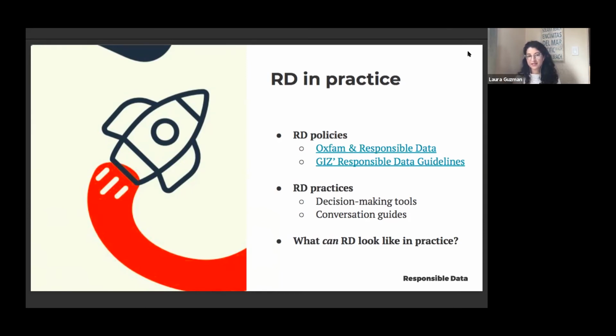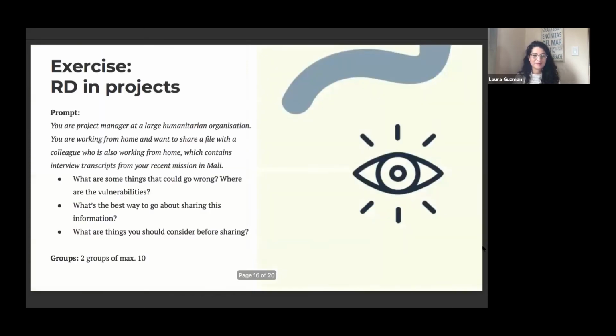So with that, I'll turn it over to Paola, who's going to share with us an exercise on how we can think about what RD looks like in practice. Thank you, Laura. Thank you for warming us up, because the exercise is actually quite related to everything you just told us about responsible data in projects. In this next exercise, which we'll go into breakout rooms for, we will be discussing a prompt. This is a hypothetical scenario of a project manager asked to share data, and we will be discussing 3 things.